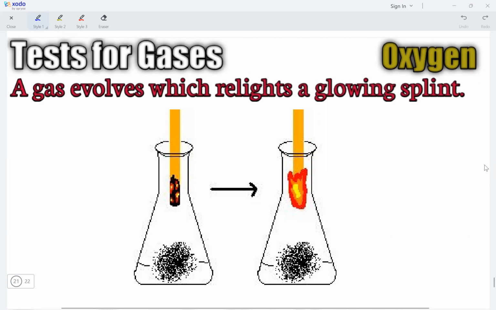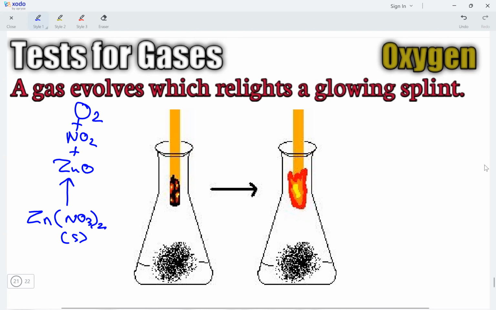a nitrate that decomposes easily. So an example of such a nitrate is zinc nitrate. So when zinc nitrate solid is heated in a container, it will decompose to produce zinc oxide, NO2 gas, and O2 gas. Now we are going to be testing for the O2 gas that is produced, right?